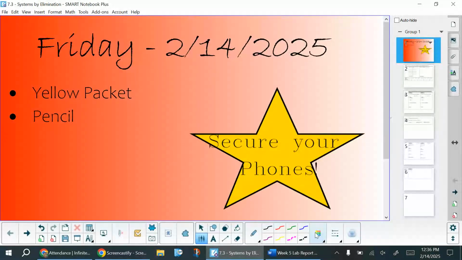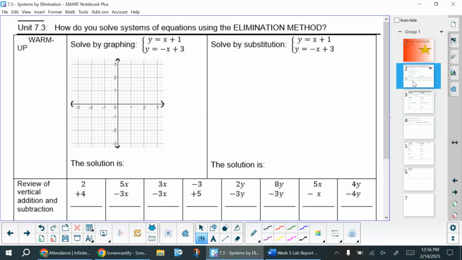So this video is going to cover section 7.3 in Algebra 1. So let's go ahead and get started here. First thing I want you to do is to try these two warm-up questions. You'll notice it's the same system, but one is going to ask you to solve by graphing and one by substitution. So you should get the same answer each way. Pause the video, and then when you come back, we'll go ahead and do those together.